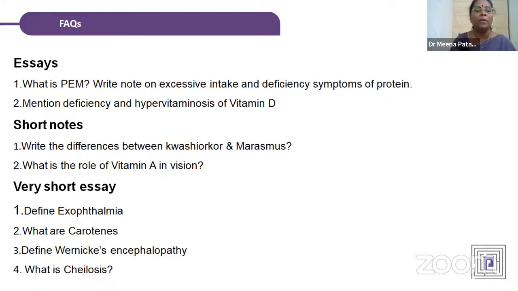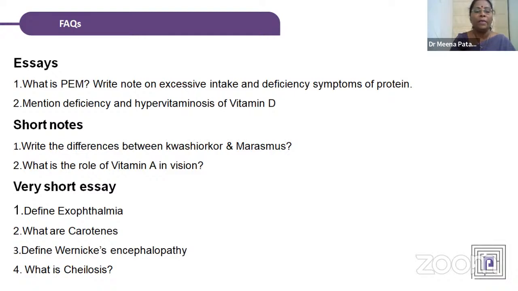Number 2 question, essay: mention deficiency and hypervitaminosis of vitamin D. Short notes. Write the differences between kwashiorkor and marasmus. Kwashiorkor and marasmus are 2 different forms of protein energy malnutrition. Now, number 2, what is the role of vitamin A in maintaining vision?